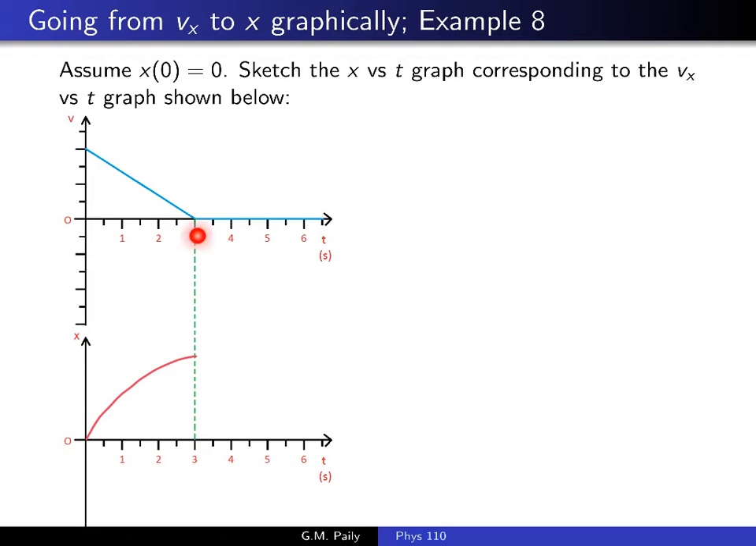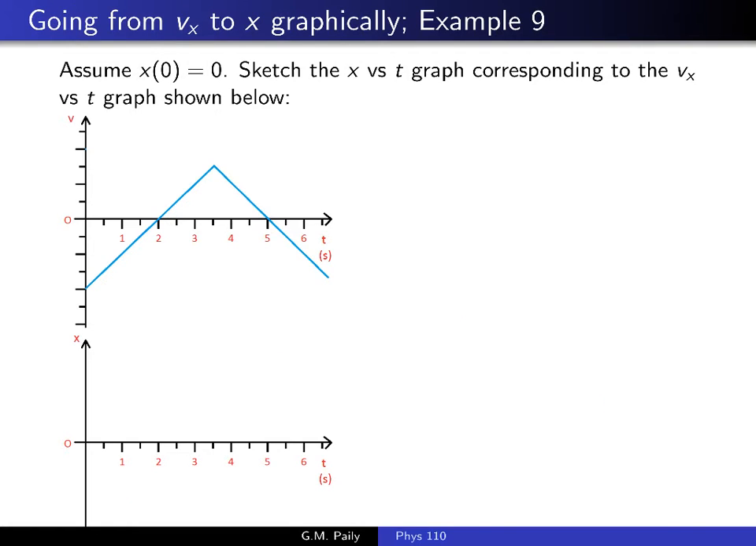Beyond this point, beyond 3 seconds, we see that the velocity is 0. But if the velocity is 0, that means that the position is not changing. And so the position will remain constant. And so we see that the position remains at a constant value. This is the x versus t graph that corresponds to this velocity versus time graph.